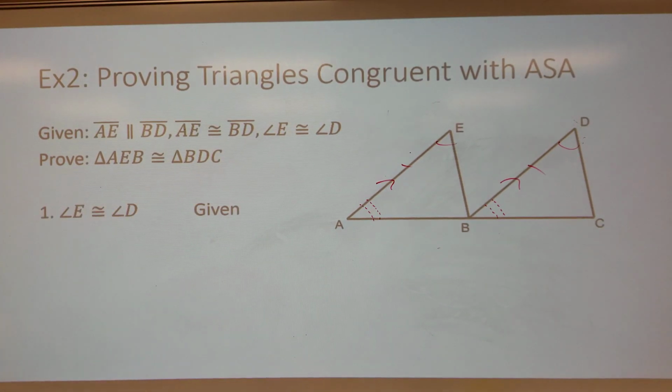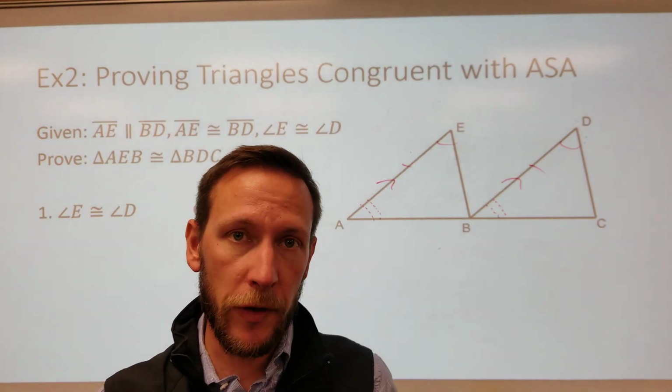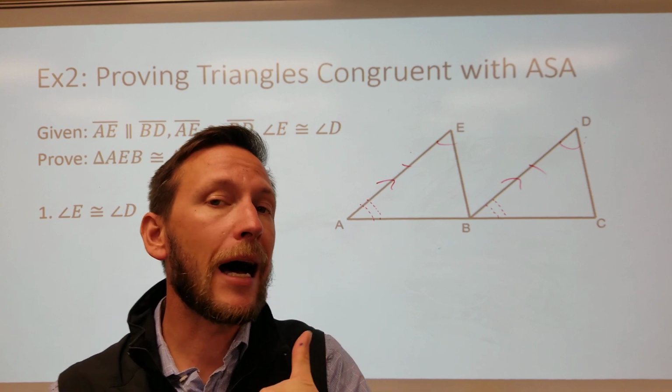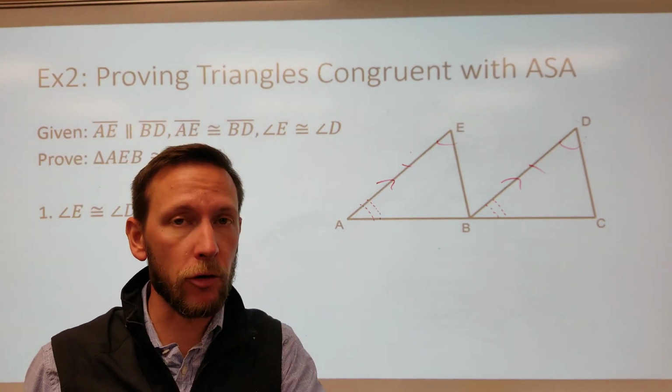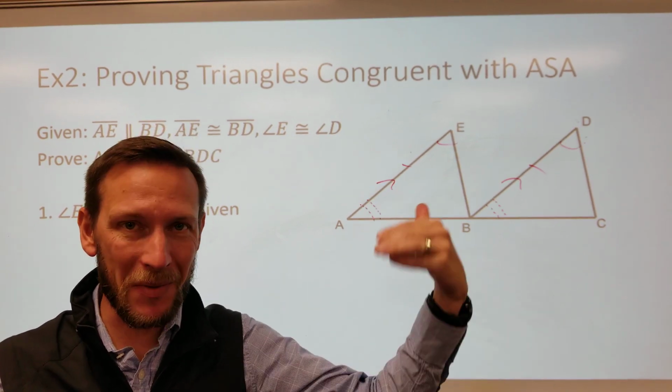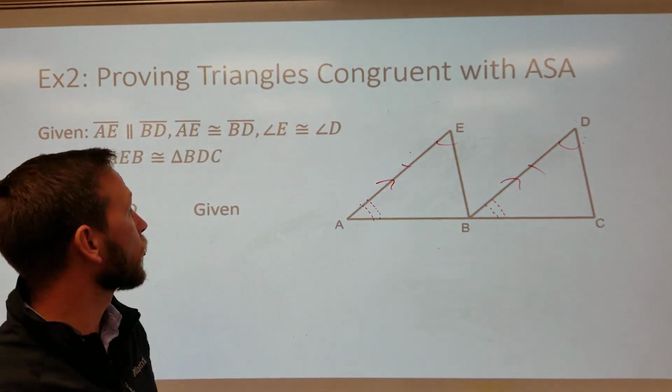Angle E is congruent to angle D. Oh, by the way, I'm structuring this proof in the order of a pair of angles, a pair of sides, a pair of angles. That is not required, but sometimes it is helpful when you are writing out your proof that you make sure you make all of the statements that you need to make.